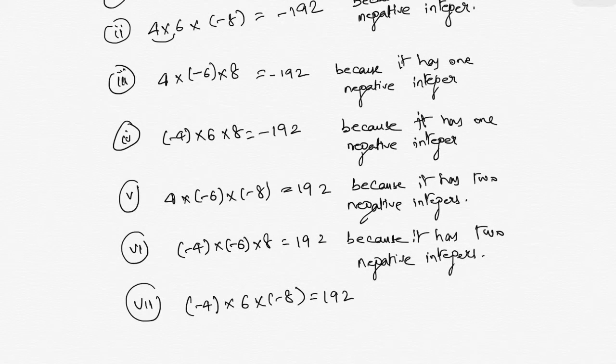Now this is also having two negative integers, so it becomes one positive because it has two negative integers.